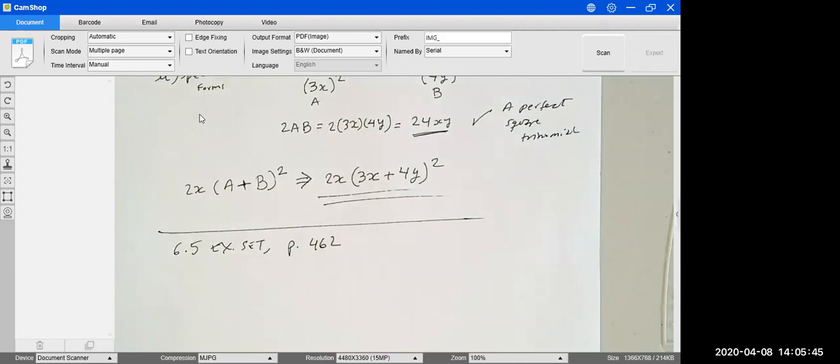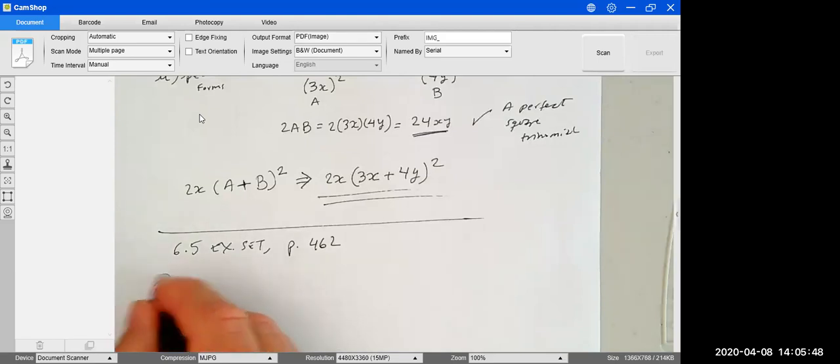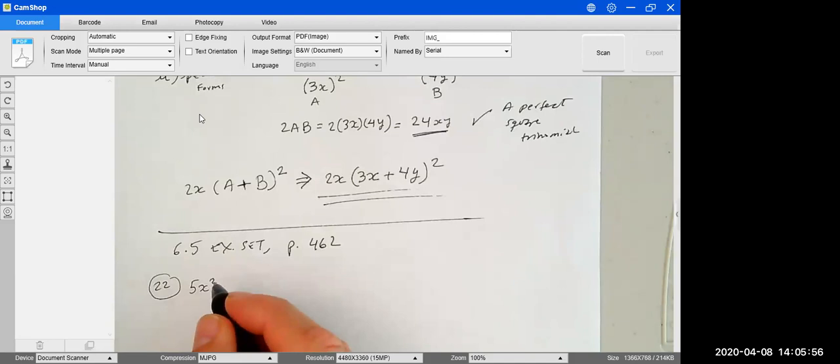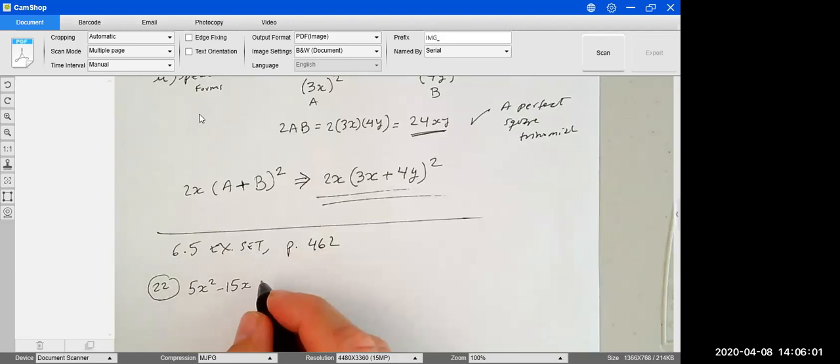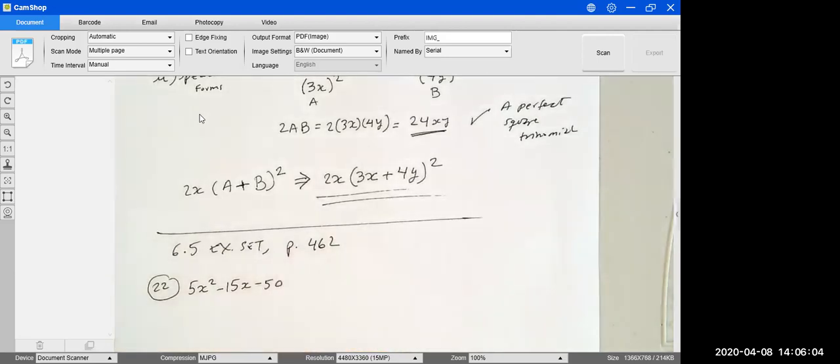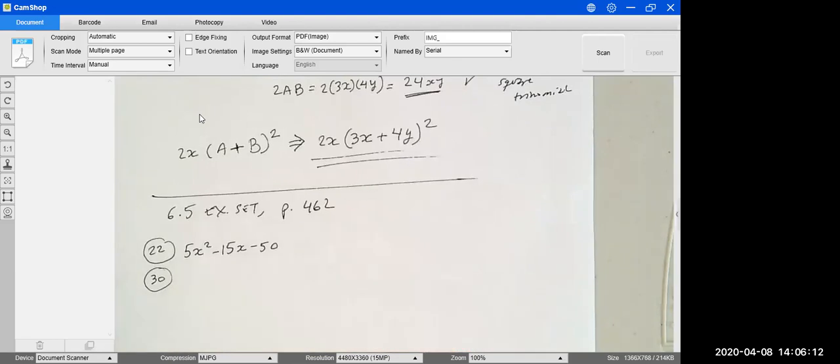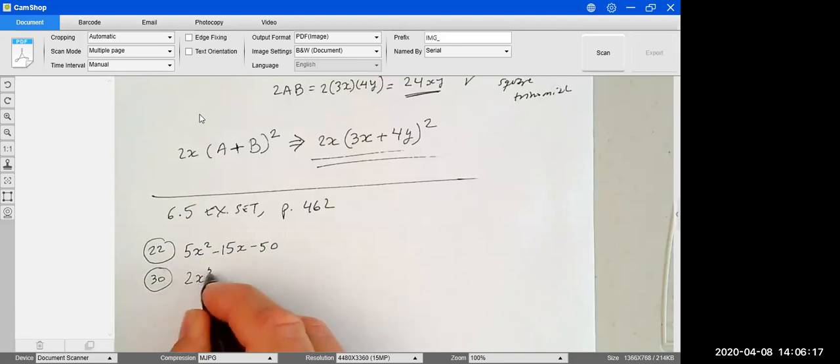So let's see, you're going to solve problem 22. So you're going to factor 5x squared minus 15x minus 15. So that's the first problem. And then we have problem 30. Problem 30 is 2x to the fifth plus 128x squared.